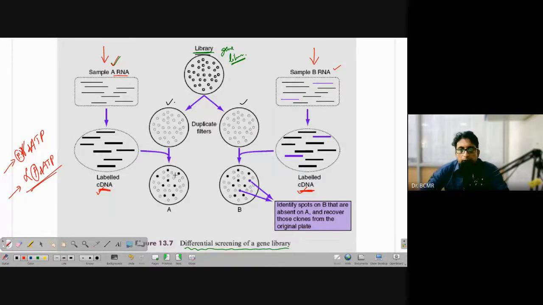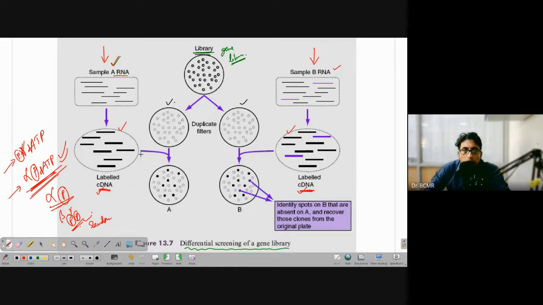Okay, the one that we will use is alpha labeled, because during polymerization, alpha phosphate gets incorporated, whereas beta and gamma will be released out as pyrophosphate. If it is random labeling, we would have used phosphate labeled nucleotides. Okay, so we have labeled the mRNA, the cDNA from sample A and sample B.